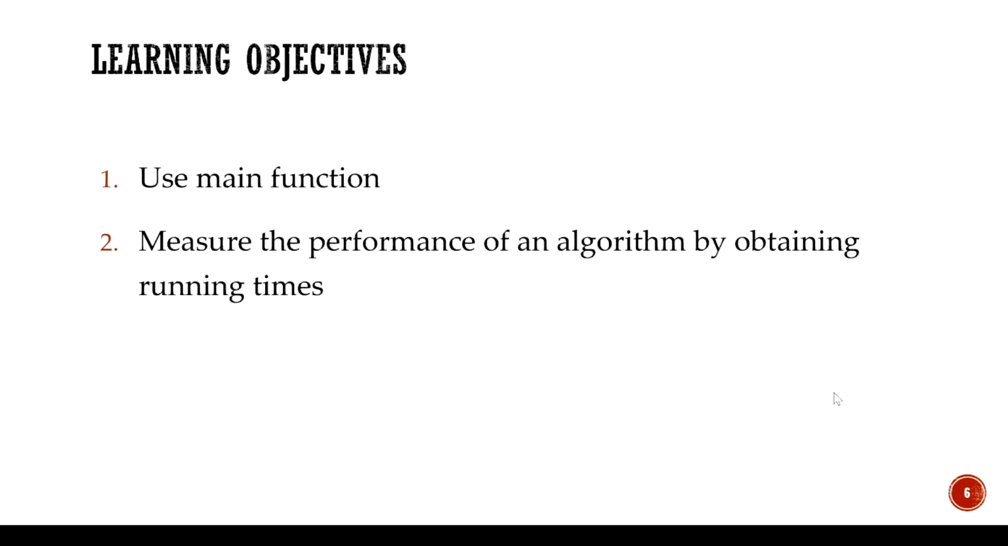Now, objectives for this lecture include using main functions. We want to learn how to implement a main function, which automates the execution of different pieces of your algorithm. When you have several functions and you want to run them all together, we can use the main function. We also briefly talk about measuring the performance of an algorithm in terms of running time. There is a module in Python that we can use to measure the running time.